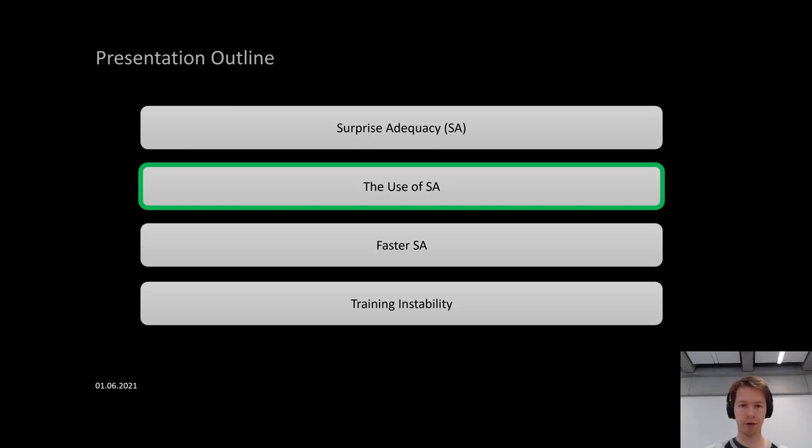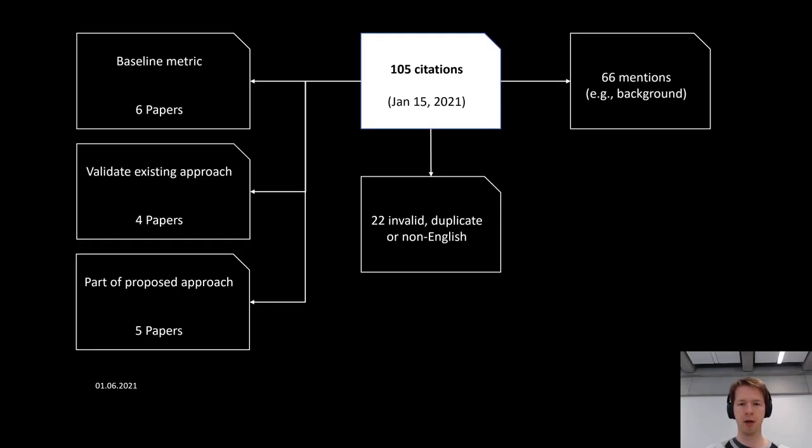Okay, so now that we know how surprise adequacy works and that it works, let's see how it is used. And to that extent, we looked at the 105 citations of surprise adequacy according to Google Scholar at the time of the submission of our paper. We found that 22 of the citations were invalid. 66 did mention the original paper about surprise adequacy, but did not actually use it. But then there were 15 papers which were actively using surprise adequacy, which is an impressive number given that the paper has just been published 2 years ago.